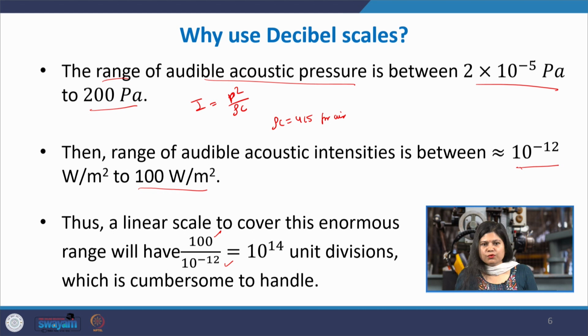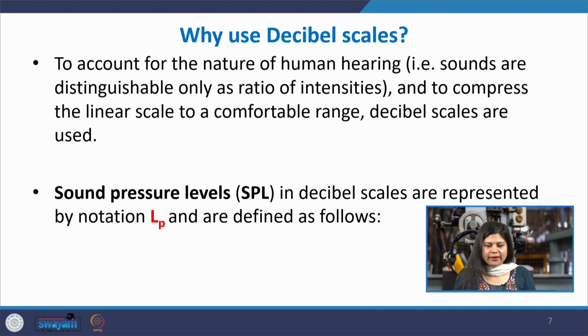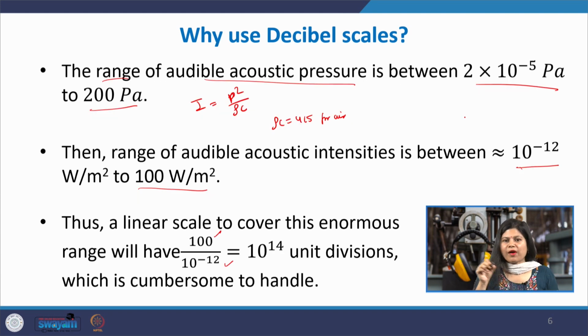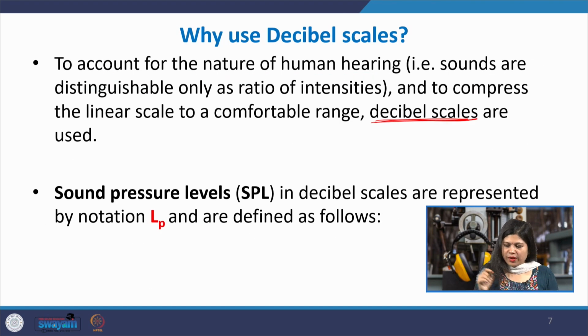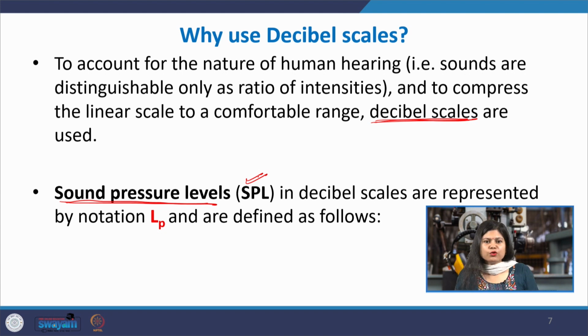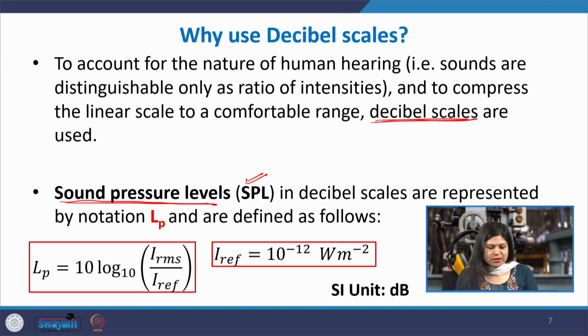And that is why, to make things easier to handle for engineering purposes, we have introduced the logarithmic scale, which is also called the decibel scale. Here, instead of linear numbers, we will have logarithmic numbers. In the logarithmic scale, we first calculate the sound pressure level. This is an important term which comes up various times in noise control. It is very important for noise control. On the decibel scale, SPL is also represented by L_P, which means the level of the pressure.